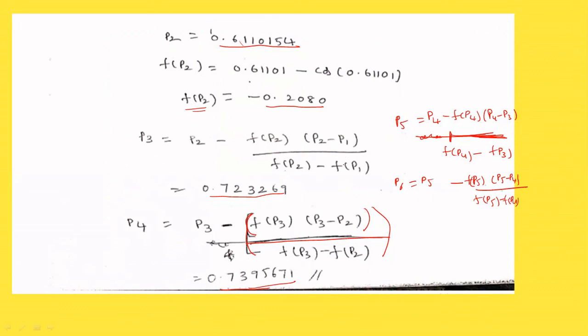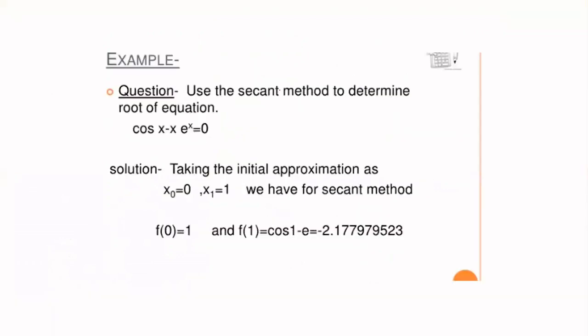So this is one more example problem on secant method. Next, using the secant method, determine the roots of the equation cos x minus x e power x is equal to 0. I have taken the initial approximations as x0 is 0 and x1 is 1. F of 0 is cos 0 minus 0 into e power 0, that is 1. And f of 1 is cos 1 minus 1 into e power 1, that is minus 2.1779523.